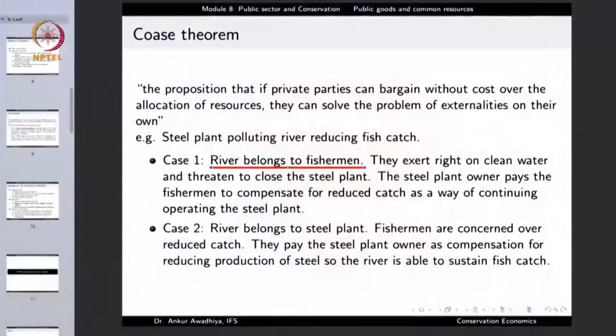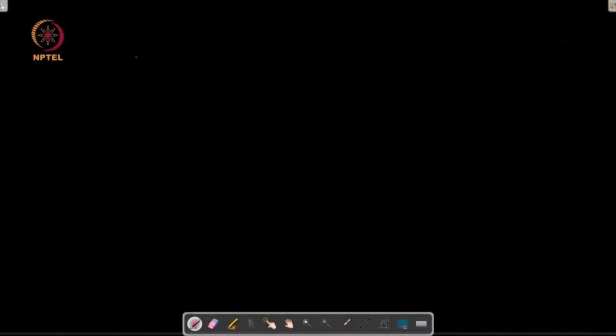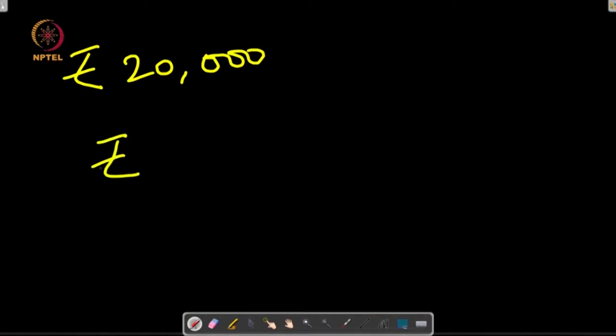Now in this case, when both these parties can bargain together, the steel plant owner can tell these fishermen that, okay, your catch is getting reduced because I am spreading this pollution, but then there has to be some rupee value or dollar value to the amount of catch that is going down. So what he is saying is that suppose earlier you were earning 20,000 rupees because of your fishery operations, but because of my pollution, now you are earning only 10,000 rupees. And because you are earning 10,000 less, you are telling me that you are going to close the plant.